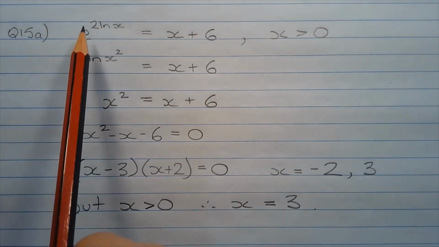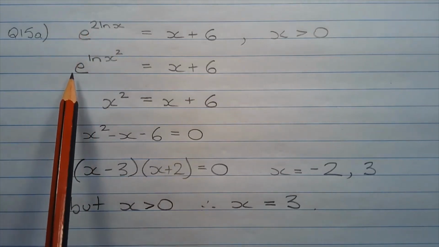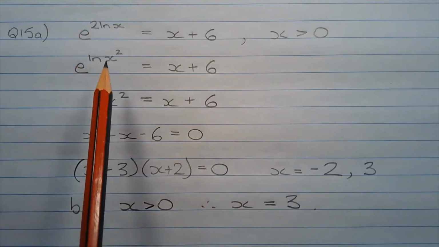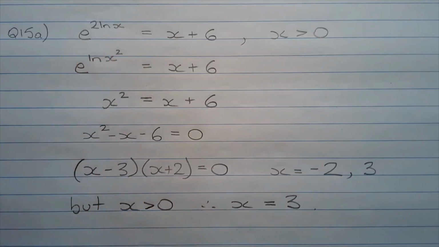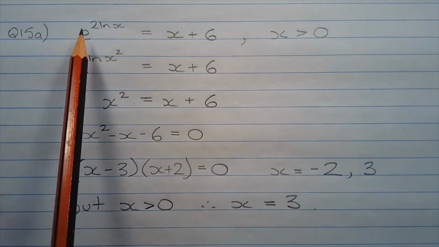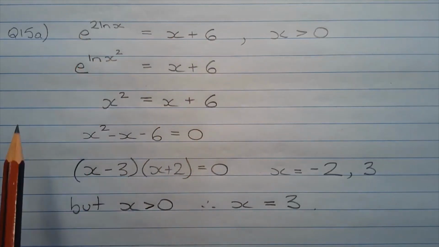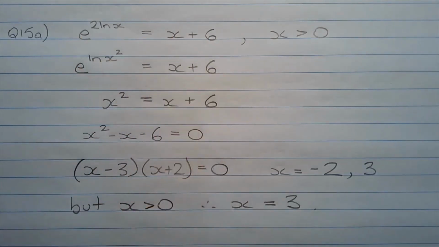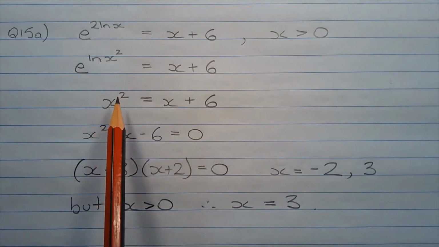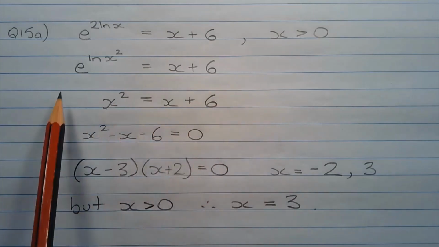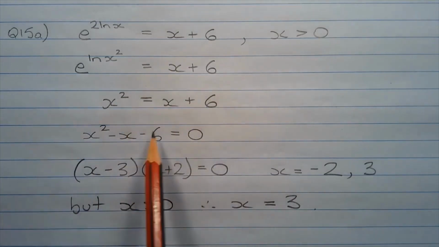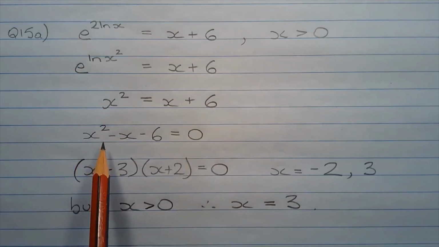So e to the power of 2 ln x can be written as e to the power of ln of x squared, and that's by application of one of the logarithm laws. So e to the power of 2 ln x equals x plus 6 can be written as e to the power of ln of x squared equals x plus 6. Now e and ln will cancel, so we're left with x squared equals x plus 6, which is a quadratic equation. Rearranging so we have 0 on the right-hand side, we have x squared minus x minus 6 equals 0.